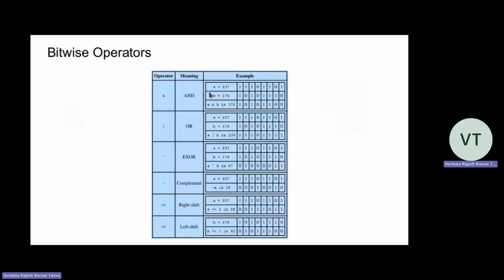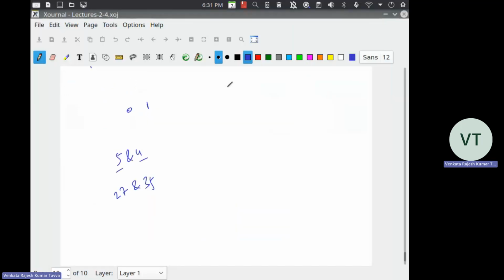Here there are examples given. You can later look at those examples. Say A is 237, B is 174. I will not take such big numbers. I'll take small numbers, 5 and 4. I want to perform bitwise AND. First, I represent 5 in binary. That is 101, and 4 in binary is 100. Now 5 and 4 means you perform bitwise AND on corresponding bits. 1 and 0 is 0. 0 and 0, 0. 1 and 1, 1. What decimal number is this? 4. So 5 and 4 is 4.